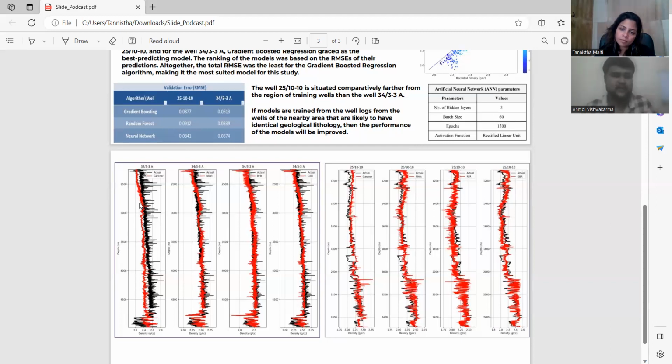For both the wells, as we can observe from the RMSE scores, the artificial neural network emerged as the best predicting model for the well 25 10 10, and for the well 34 3A, the gradient boosting regression emerged as the best predicting model. If we add the RMSEs, then we observe that the gradient boosting model was giving overall the least RMSE. So for this study, it came out to be the most suitable model.